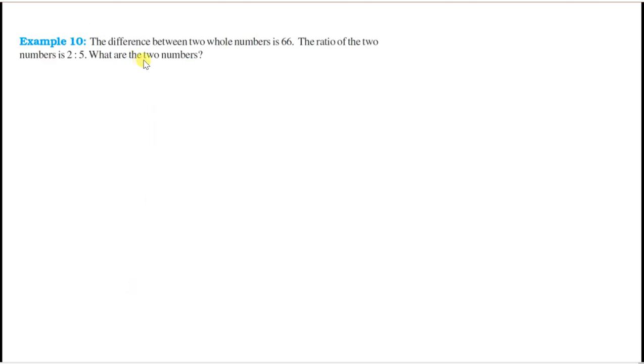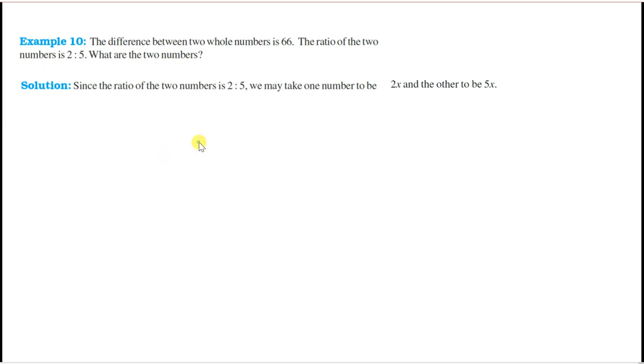Next question is, the difference between two whole numbers is 66. The ratio of two numbers is 2:5. What are the two numbers? Since the ratio of two numbers is 2:5, so let us take the numbers as 2x and 5x. Now their difference is 66, so we can put 5x minus 2x is equal to 66.